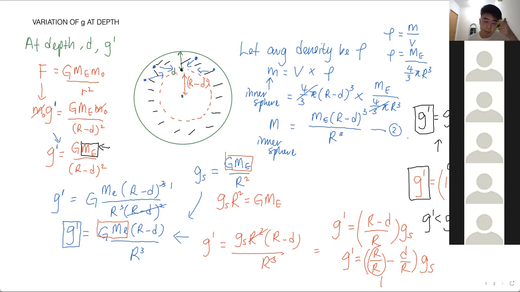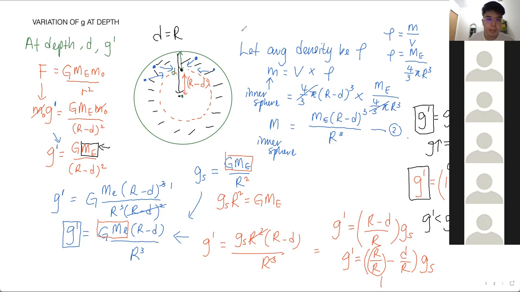From our expression, we can say that as you go deeper into the Earth, the gravitational acceleration decreases. If you go deeper and deeper until the center, your depth becomes the radius. If you substitute in here, you get radius divided by radius, 1 divided by 1, gs minus gs equals 0. So at the center, the gravitational acceleration would be 0. The more depth, the less the gravitational acceleration.